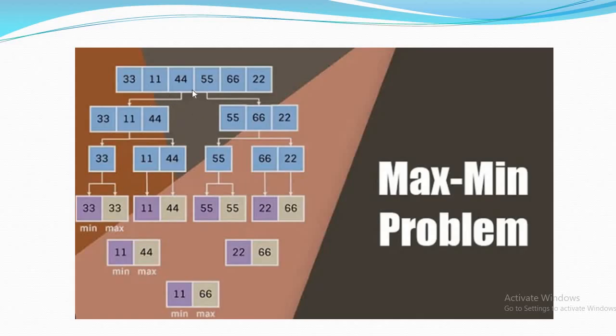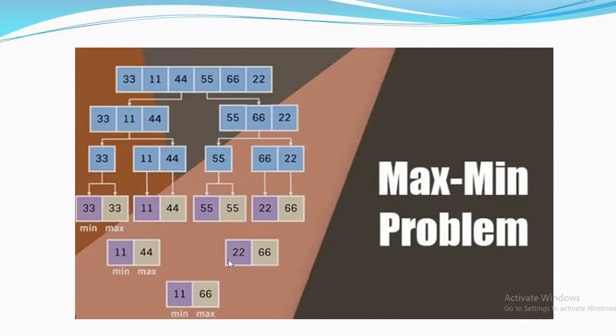The 6 elements can be divided into two sublists: 33, 11, 44 and 55, 66, 22. Again these three-element sublists can be divided into two sublists: 33 and 11, 44. And 55, 66, 22 are divided into 55 and 66, 22. Again 33 can be taken as the minimum and maximum number. Then 11 and 44, and 55 likewise. We compare these two sublists: the minimum number is 11 and the maximum number is 44. We compare these two: the minimum number is 22 and the maximum number is 66.